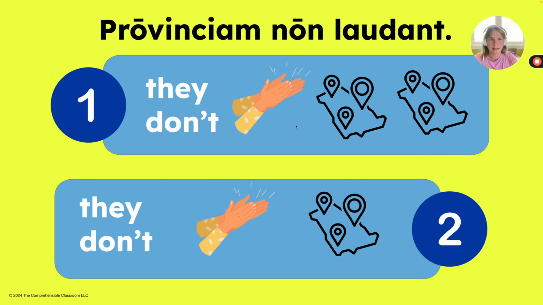Provinciam non laudant. Again here, we've got to have that error, because provinciam ends in am, so we know that is not the subject. So the subject is going to be implied. We look here, and it says nt, and the nt on a verb means they. So they don't praise provinciam. Is provinciam one province or more than one? If you said number 2, you're correct. They don't praise the province. Otherwise, it would be provincias non laudant.